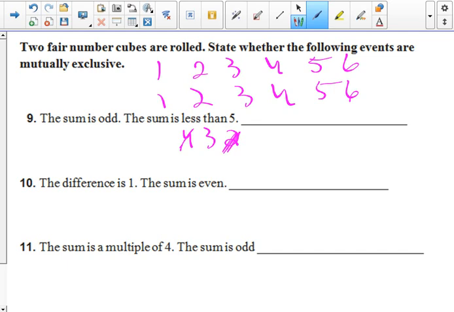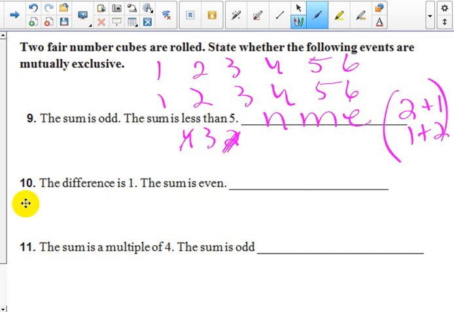So can I roll 2 dice and get a 3? What would it be? A 1 and a 2, or a 2 and a 1, right? So it's a possibility. So it's not mutually exclusive because it's a possibility. You could roll a 2 plus 1 or a 1 plus 2. The difference is 1 and the sum is even. Is that a possibility? So if we add the sum of 2 dice, it's got to be even.